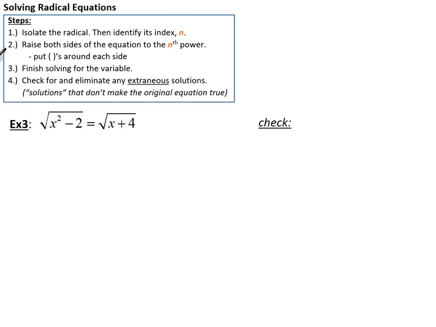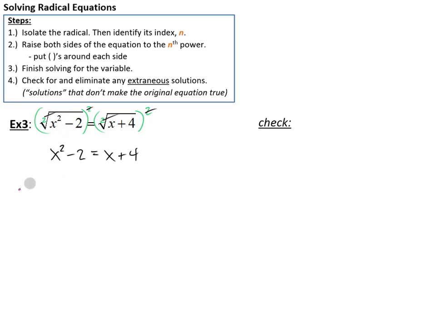We'll identify its index n. In this case, they're both square roots. And then we're going to raise both sides to that power. So we're going to square both sides. And that is going to get rid of the radical for us. x squared minus 2 on this side, and over here equals x plus 4. Now you might see we've got an x squared, x to the first, some constants floating around. We've got a quadratic.